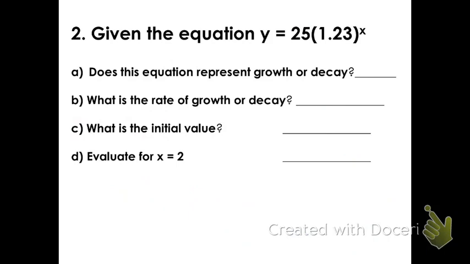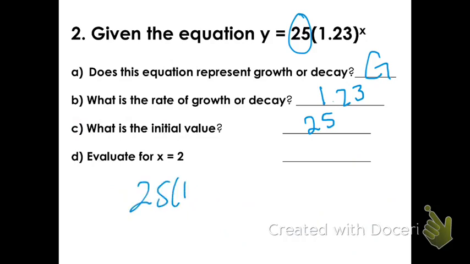All right, so the second example, okay? We just from the same one, 1.23. We know we have a 1 in front of us, so we know we're growing. It's a growth rate, so G, growth. What is the rate of the growth or decay? 1.23. Initial value, 25. Now, come down here, same thing we did beforehand, right? Plug 2 in for your x. 25, 1.23 to the 2nd power.